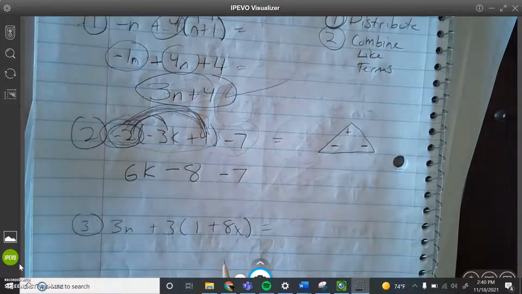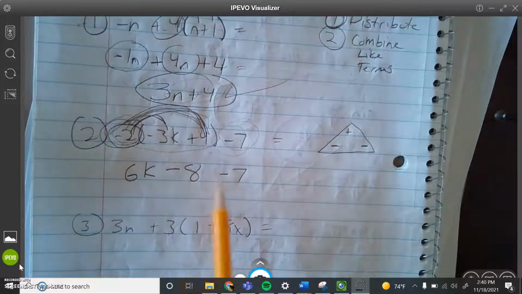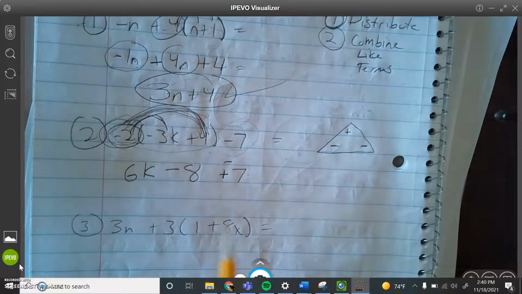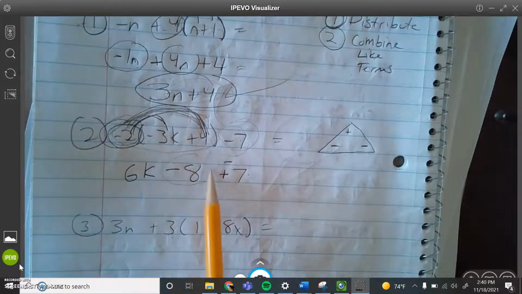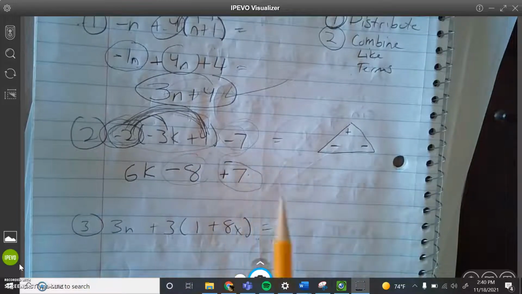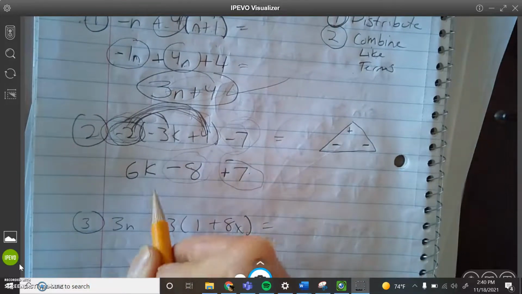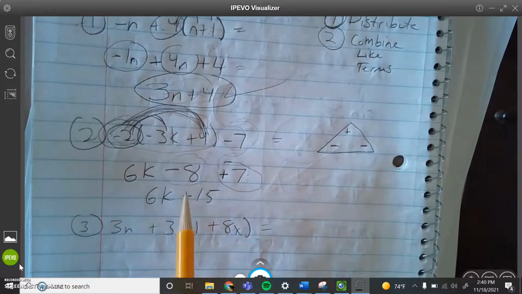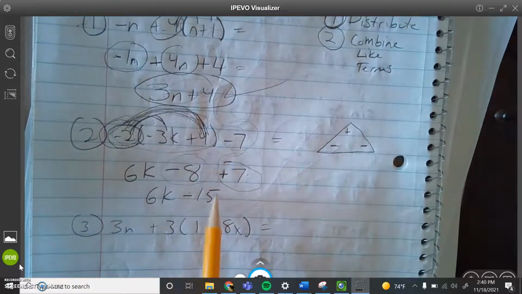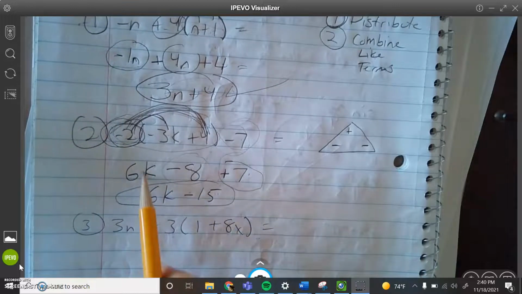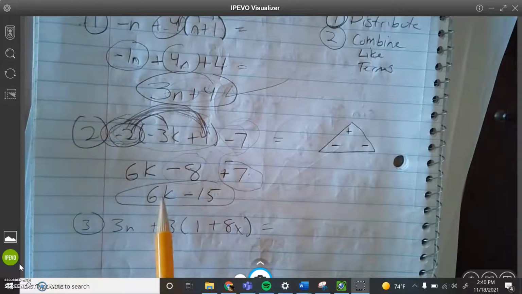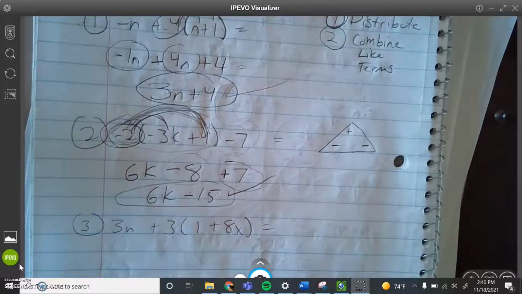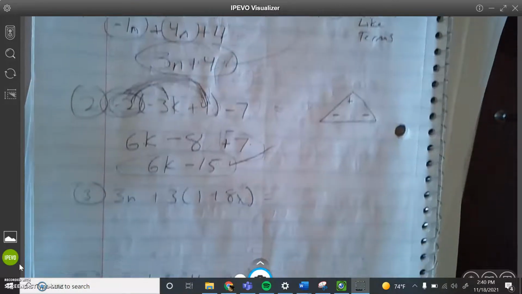Boom. Okay. Negative 8 minus 7. So if I want to, I can add the opposite. So I owe $8 and I owe $7. How much do I owe? Yeah, 15. So it's negative 15. I owe 15 bucks. The 6k is not part of the like terms because it doesn't have a k next to it. 6k minus 15, done. Yeah. Let's keep it going.